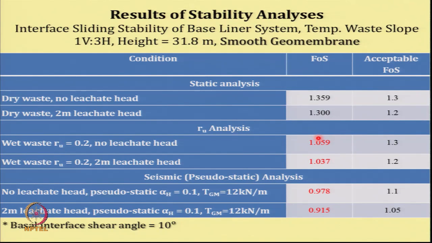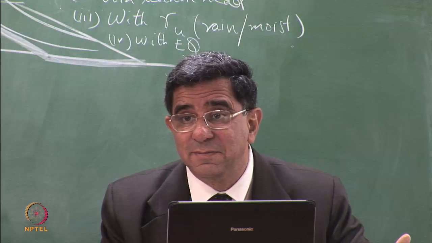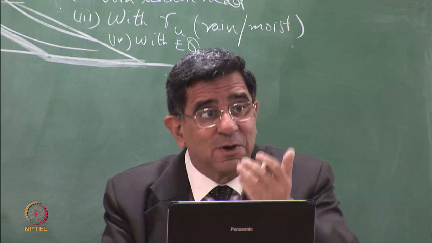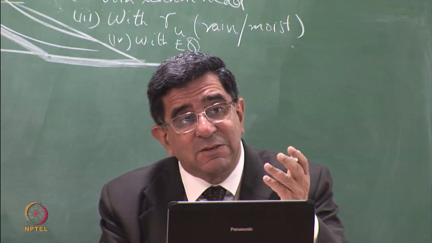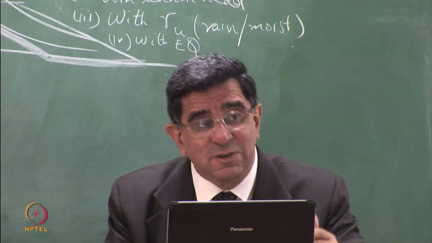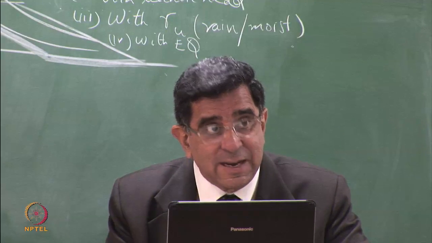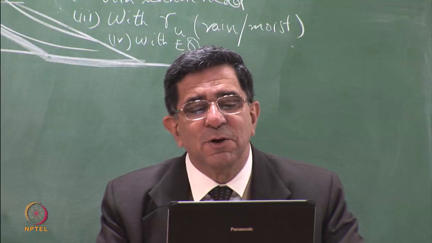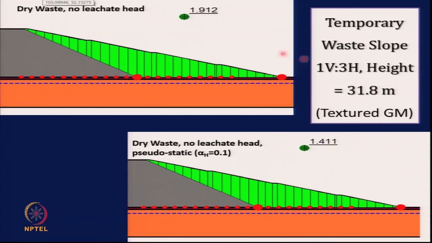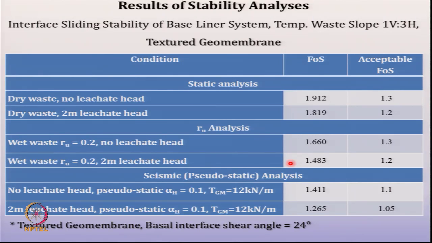So while the circular slip surface was all clear, the interface was pulling it towards itself because it is the softer interface. We just checked what if we had used textured, what we were using at the side. And the moment you use textured, factor of safety 1.9, 1.411. Everything becomes stable.